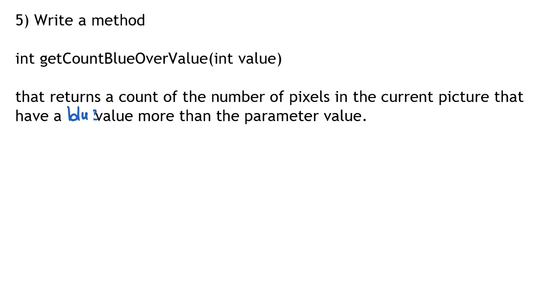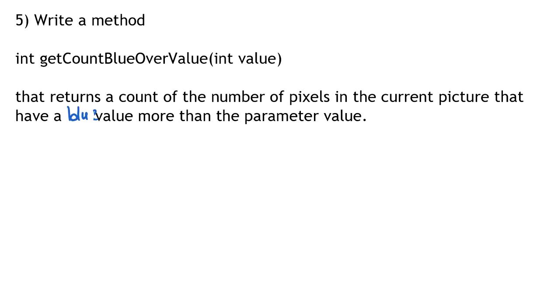Okay, so number 5 asks you to write a method. The method returns an int, and it was called getCountBlueOverValue, and it's passed some integer value. So basically, the idea is you need to traverse your entire pixel array, your two-dimensional pixel array, and detect if the pixel value of the setting for blue is over a certain value. If it is, we want to add that to our count of pixels that have high blue, or blue above a certain value.